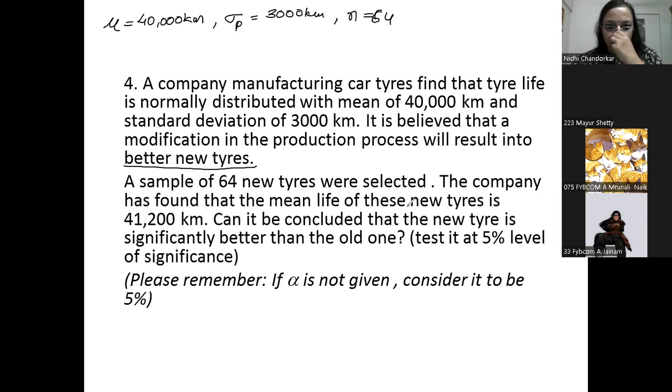64. Okay. It was selected. And the company has found that the mean life of the new tires is 41,200. So इस sample से उनको क्या पता है? Sample का mean कितना आया? 41,200 kilometers. Okay. So this is the sample mean. Can it be concluded that the new tire is significantly better than old?